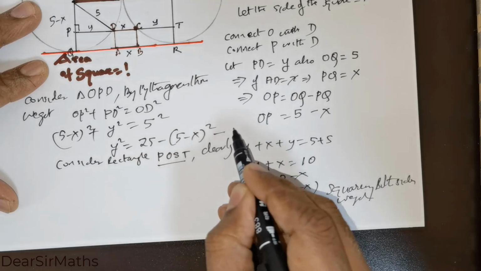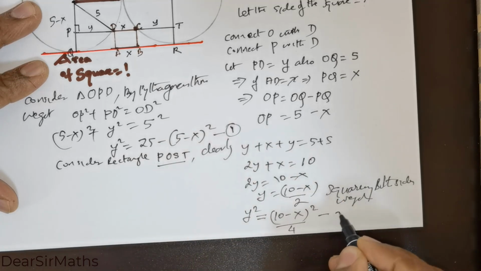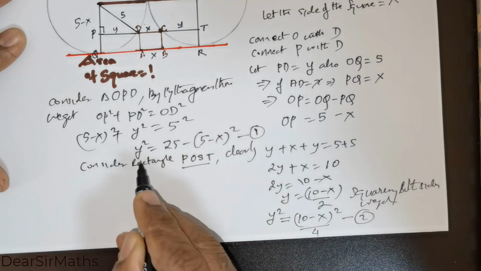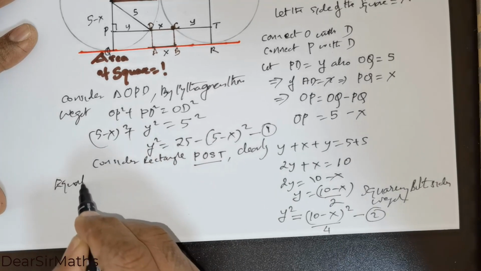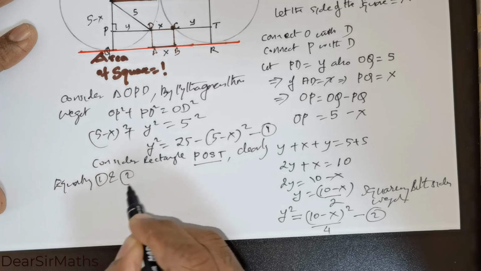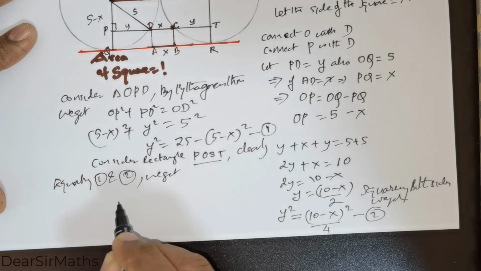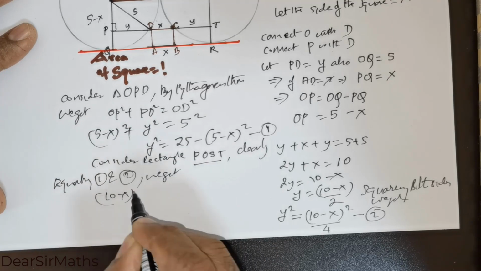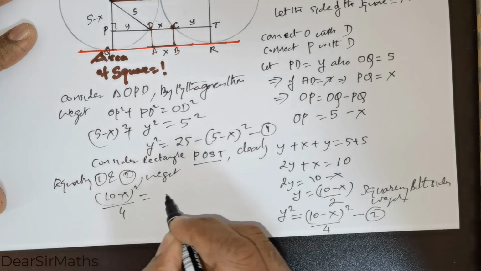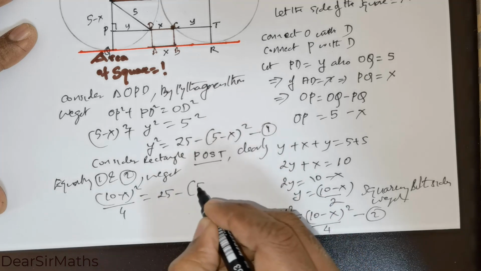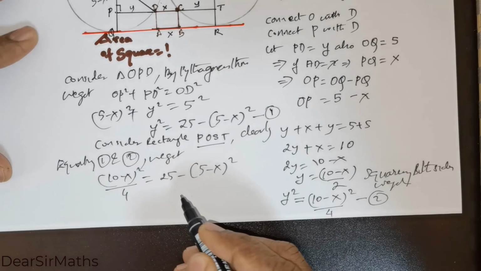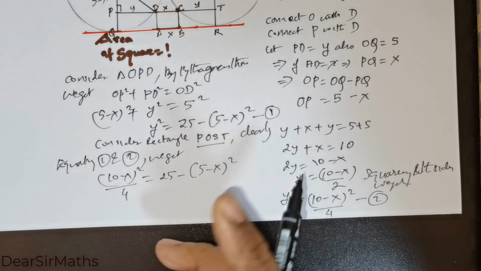But this is 1, this is 2. So equating 1 and 2, we get (10 minus X) whole squared divided by 4 is equal to 25 minus (5 minus X) whole squared. Now let me move to the next page.